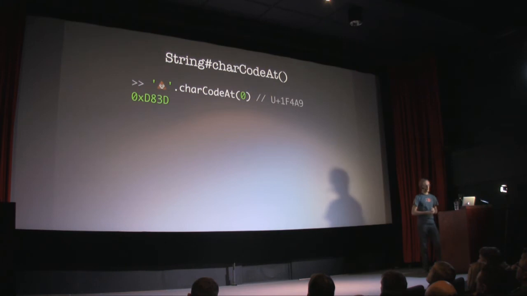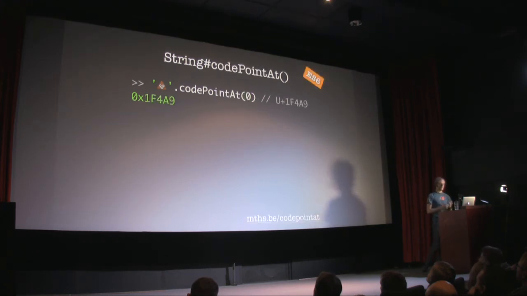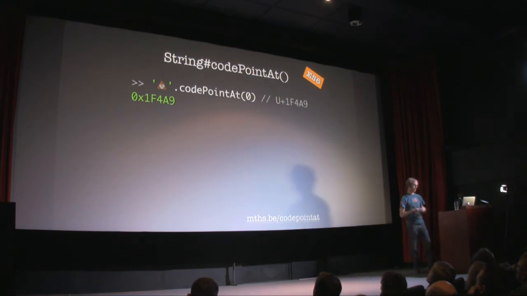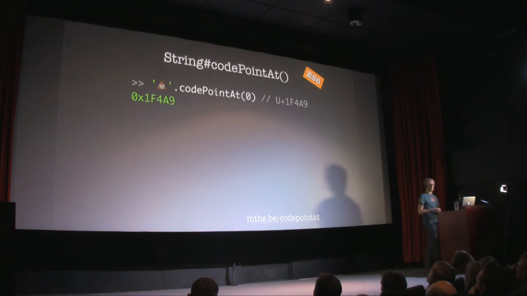Now, charCodeAt has a similar problem. If you use charCodeAt to retrieve the code point of the first symbol in the string with a pile of poo character, you'll get the code point of the first surrogate half, not the code point of the pile of poo character. ECMAScript 6 solves this by introducing string.prototype.codePointAt, which again does the same thing as charCodeAt, except it also automatically groups these surrogate pairs together the way you would expect.